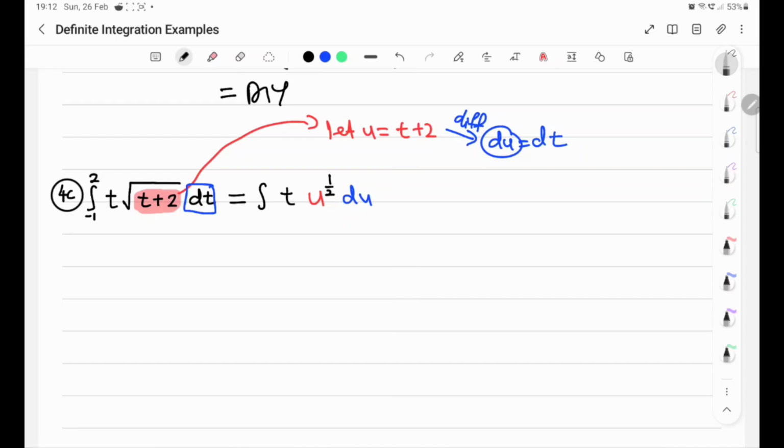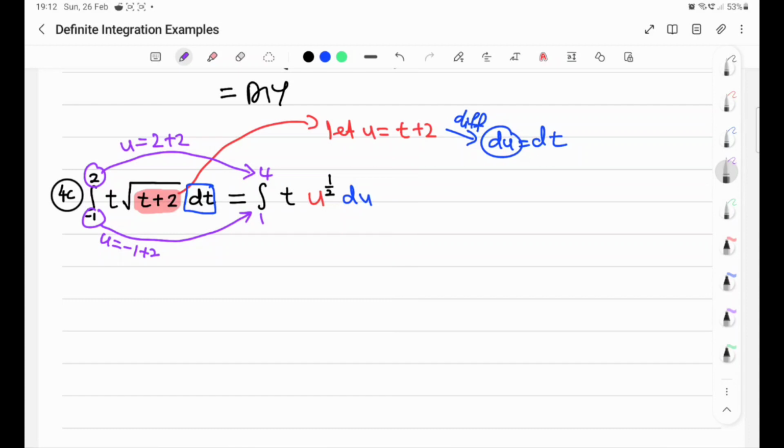Copy everything. Now don't forget 2 and minus 1 over here. We have to substitute those as well. So substitute 2 inside u. u equals t plus 2 becomes 4, and substitute this one, u equals minus 1 plus 2 becomes 1. Now we have a slight problem.